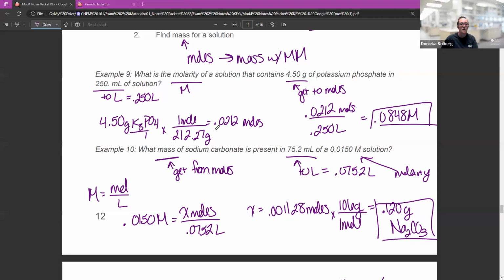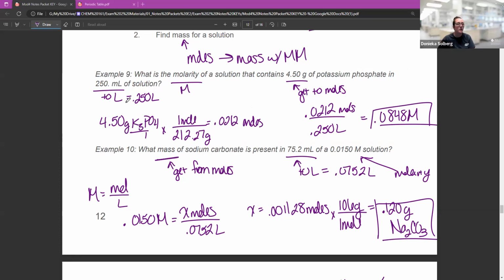So this one conversion, I've got 4.50 grams potassium phosphate. Potassium is +1, phosphate's -3, so its formula is K3PO4. Those naming and formulas are never going away. So that is 212.27 grams. So I'm doing the molar mass, so that's grams per mole. So 4.5 divided by 212.27 is 0.0212 moles. So that's how many moles of stuff I put into this solution.